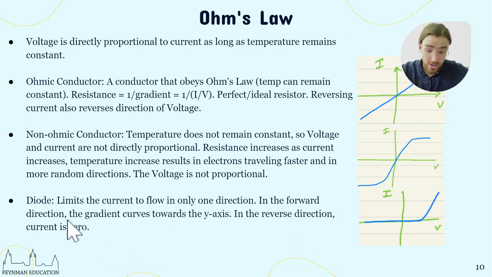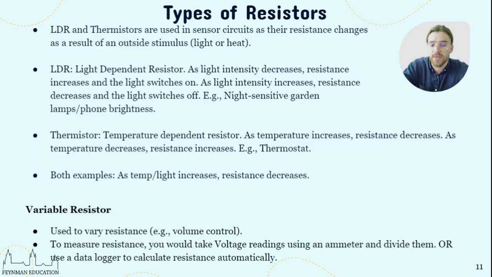Then we finally get a diode. Now diodes limit the current to flow in one direction, we said. So as soon as the current starts flowing in the opposite direction, the current is going to be zero, because it has a very high resistance if the current is flowing in the opposite direction. It's just going to stop it.